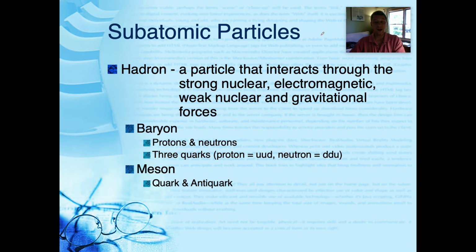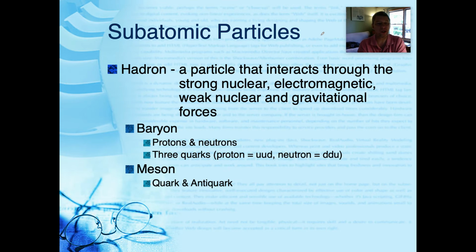Now a neutron is composed of two down quarks, which gives you a total negative charge of negative 2/3 of an electron charge, and one up quark, which is positive 2/3. So negative 2/3 and positive 2/3 gives you a charge of 0. All right, that's why a neutron is neutral.